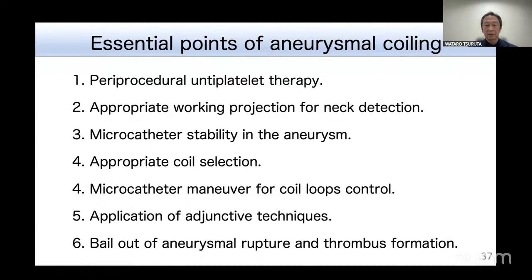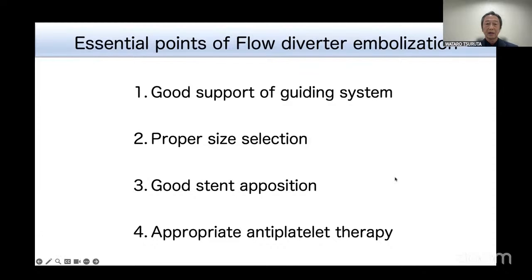Okay, these are the essential points of aneurysmal coiling: peri-procedural antiplatelet therapy, appropriate working projection for neck detection, microcatheter stability and appropriate coil selection, microcatheter maneuver for coil loop control, and application of adjunctive techniques and bailout. This is very important for aneurysmal rupture and sometimes thrombus formation. And the points of flow diverter: a good support of the guiding system.